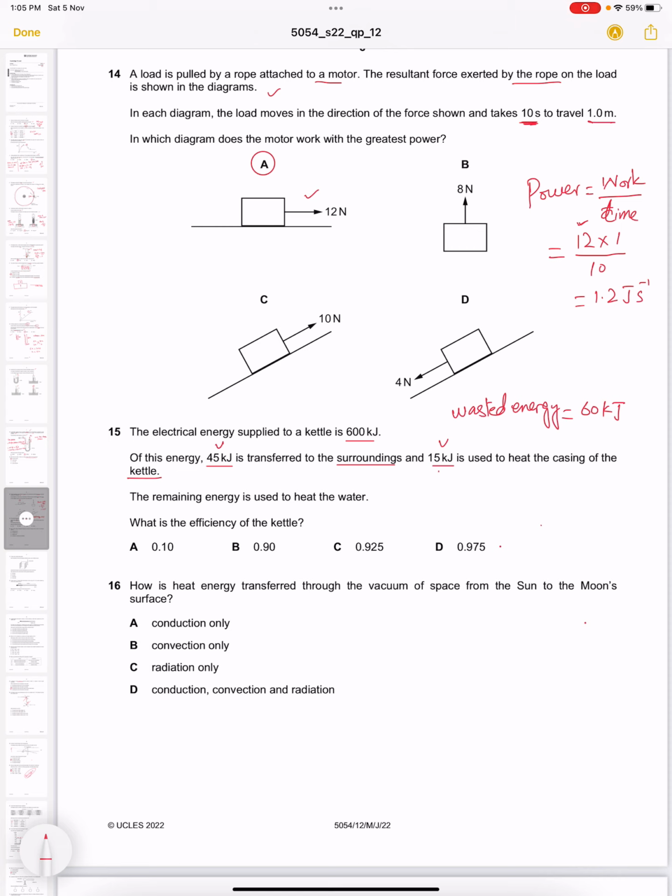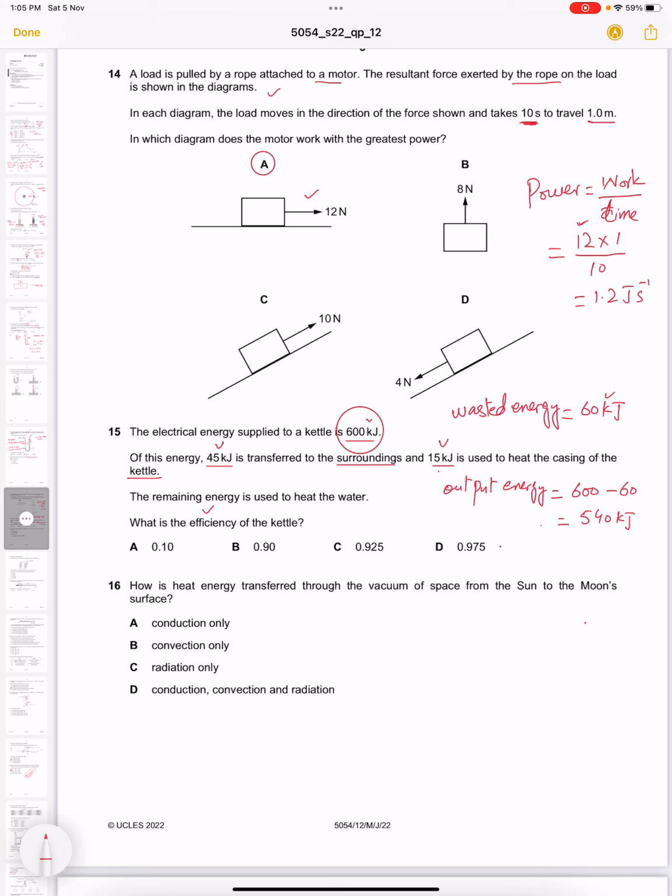So we have to calculate efficiency basically, and in order to calculate efficiency, we need to find out output energy, because 600 kilojoule is input. So output energy will be input minus wasted energy, means 600 minus 60. Since both quantities are in kilojoule, we can simply subtract them. 600 minus 60, that will be 540 kilojoule.